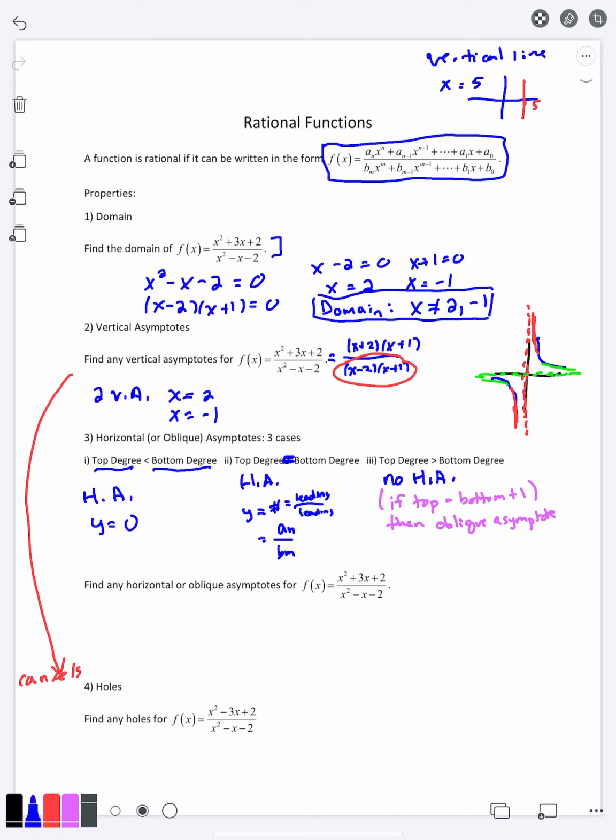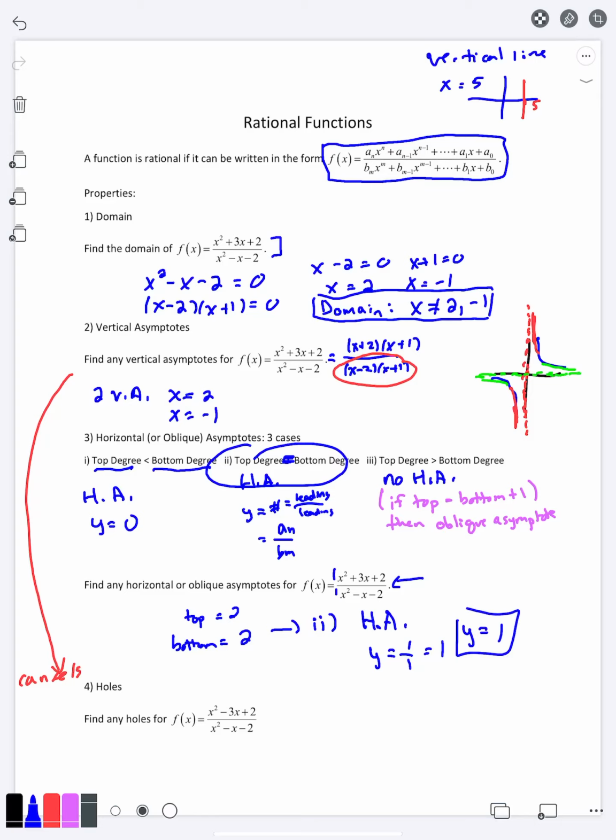So let's look at our one example, and this part here says, find any horizontal or oblique asymptotes for this function. Well, we have to figure out which rule we're in. The top degree is 2. The bottom degree is also 2. That means we are in rule 2 here, where the top and bottom are the same. So I will have a horizontal asymptote, and it would be y equal to the leading coefficient top and bottom. They are both 1, so y equal to 1 is my horizontal asymptote.